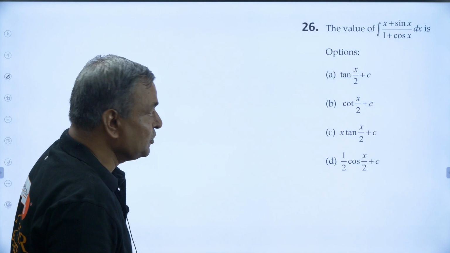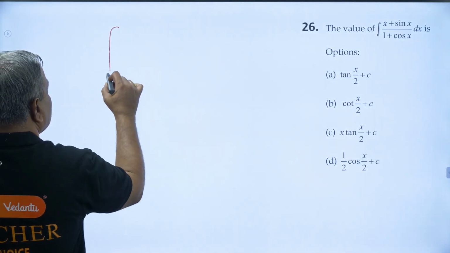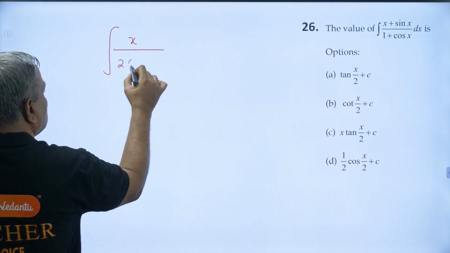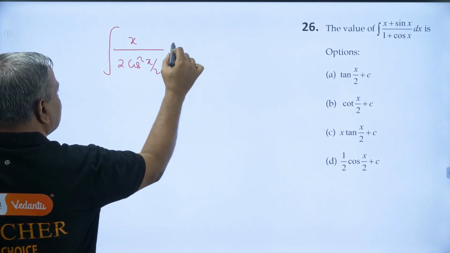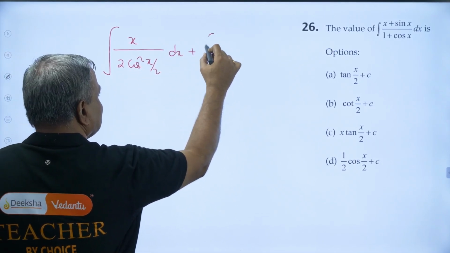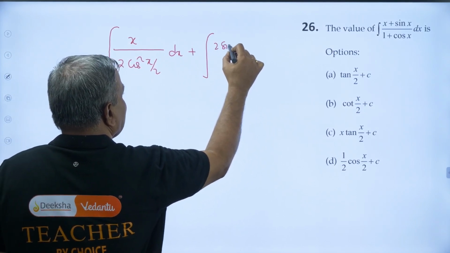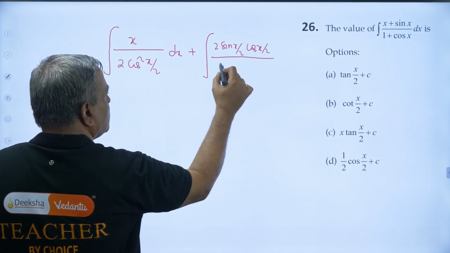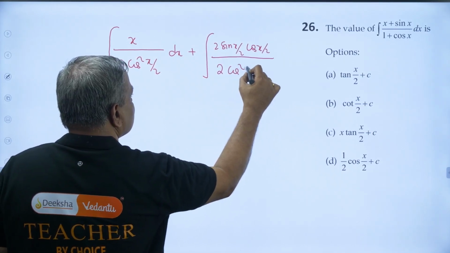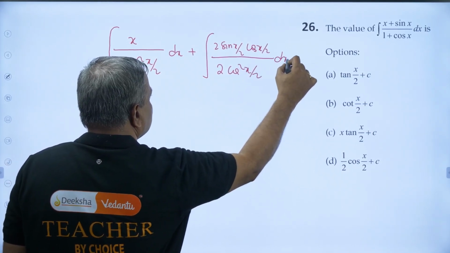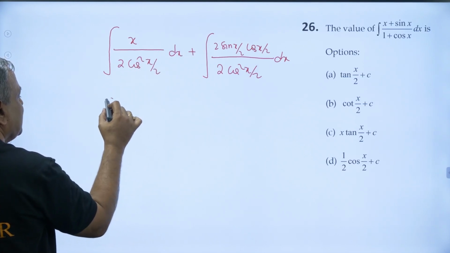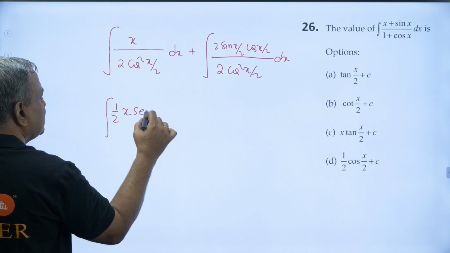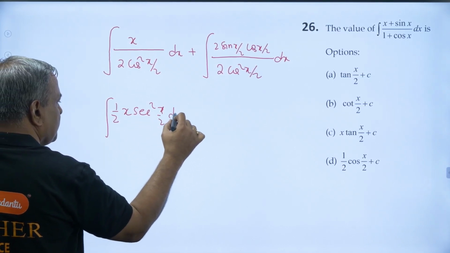Integral of (x plus sin x) by (1 plus cos x) is a good question. This can be written as x by 2 cos square x by 2 dx plus 2 sin x by 2 cos x by 2. This question has been asked so many times in competitions. A lot of students get stuck, so we will do it very carefully. This can be written as 1 by 2 x secant square x by 2 dx.